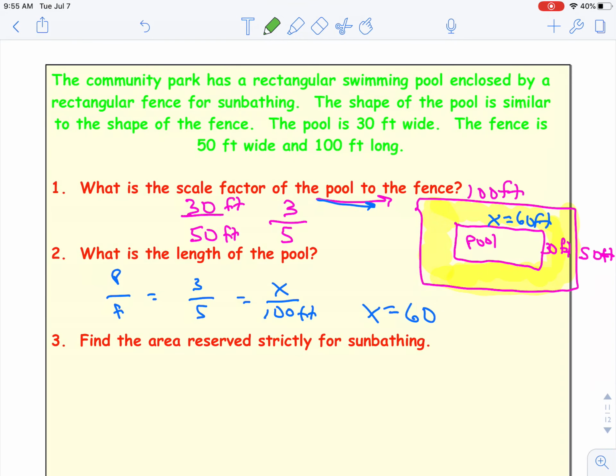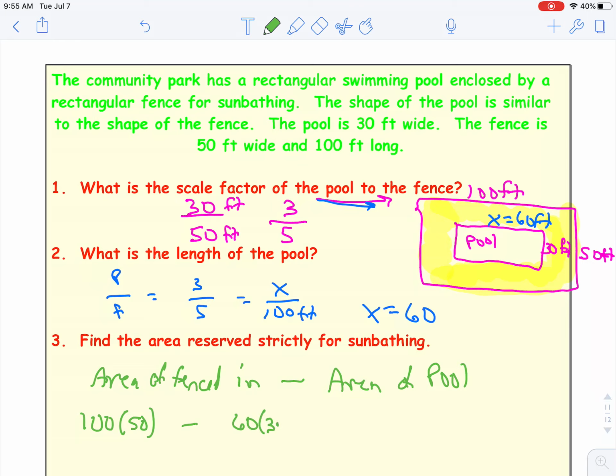So what we do is we are going to find the area of the fenced in area, and we're going to subtract the area of the pool. Well, the fenced in area is 100 times 50. The area of the pool is 60 times 30. So that gives us 5,000 minus 1,800, which is equal to 3,200 feet squared. All right, that is the end of section.